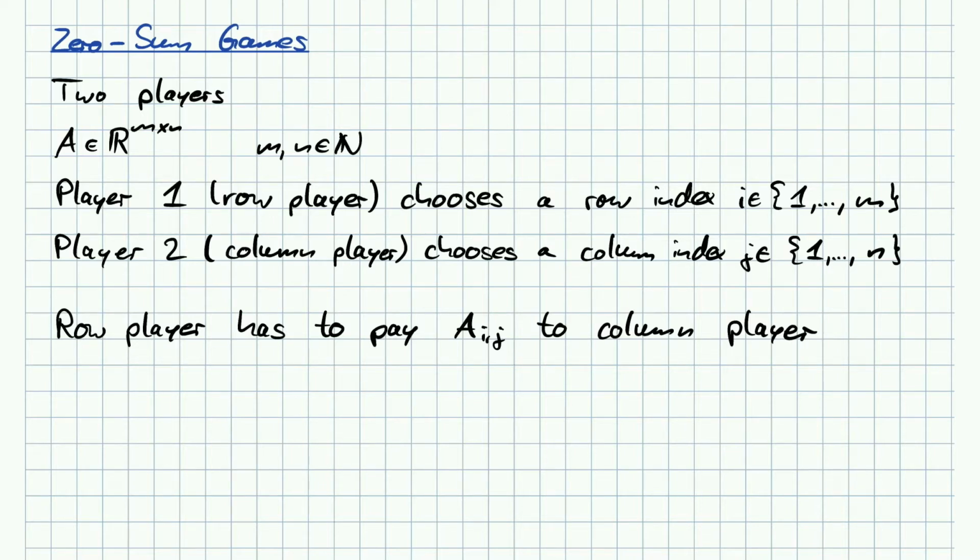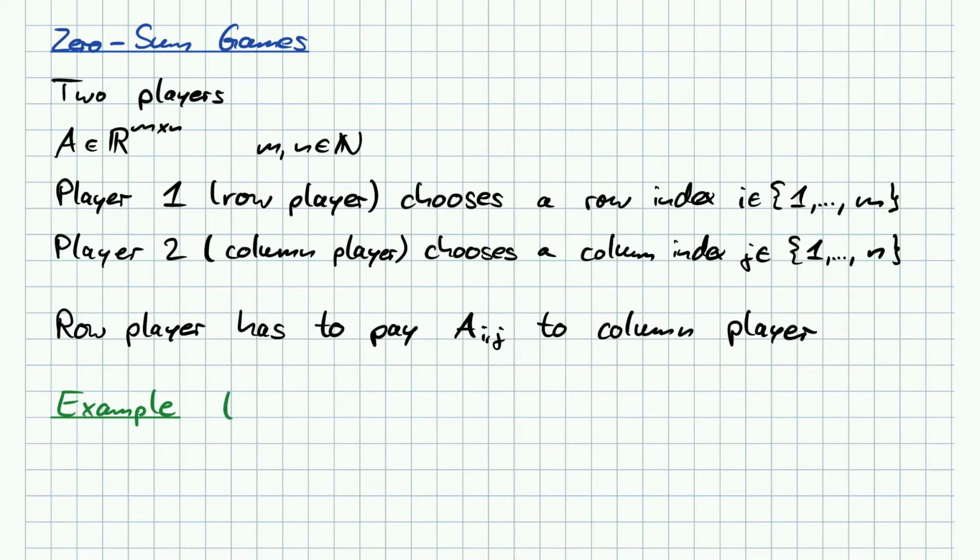Good. So, what's the two players' goals? Well, the row player, of course, wants that the final pair I, J, which the two players choose, is such that this Aij is as small as possible, whereas the column player wants this entry to be as large as possible.